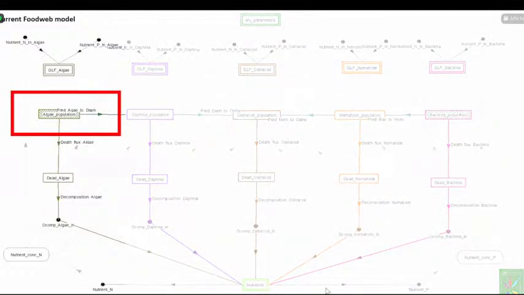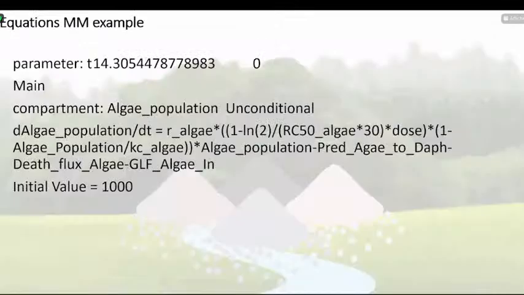So let's focus on the algae population. If I click on this box, this is the formula that shows up. As you can see, it's the compartment for the algae population, so I always know which compartment I'm working with. And you will see that the formula is identified as the algae population divided over time.